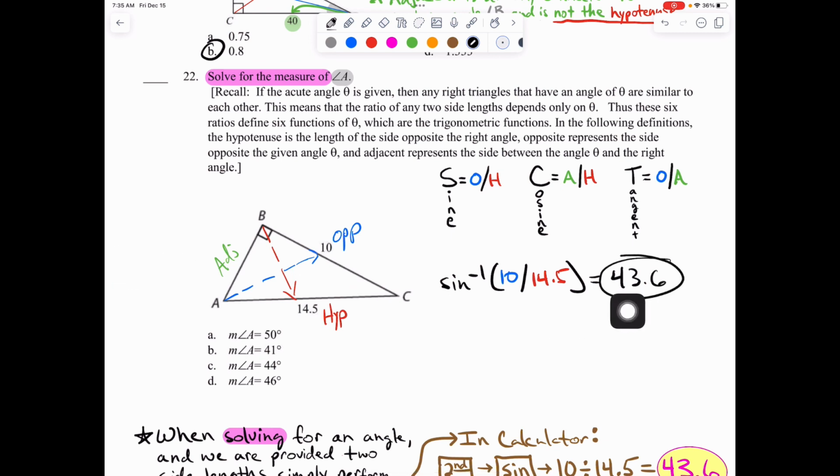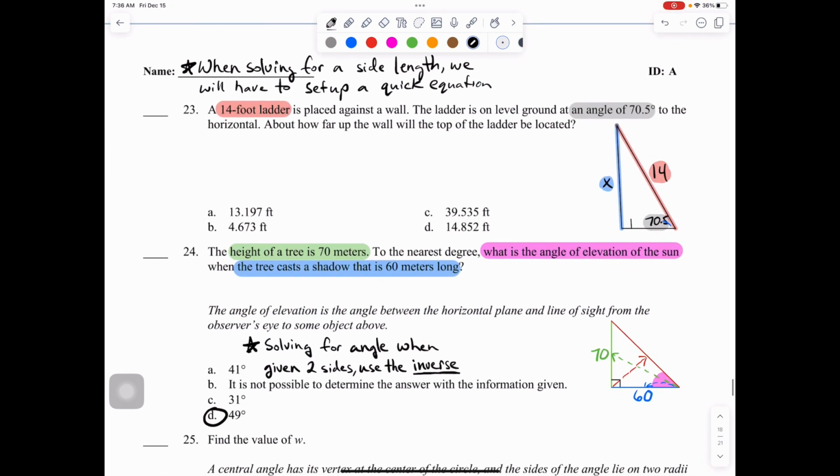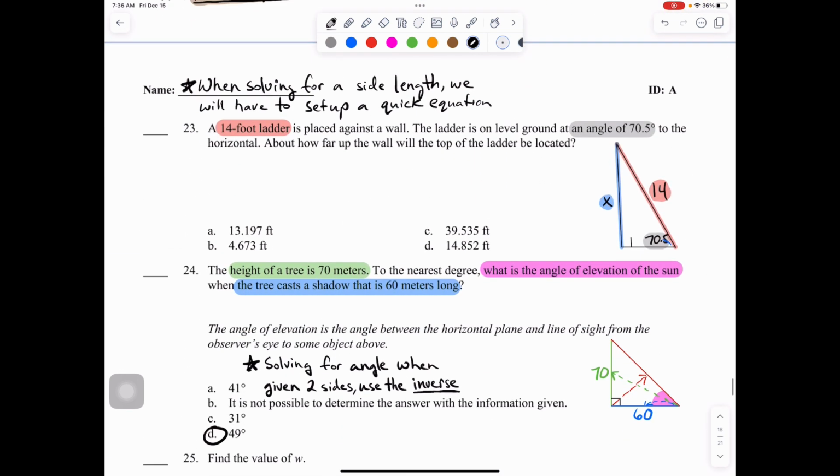We will take that number, we will round it to 44, and circle C is our answer. And just in case you do want to pause the video real quick, there you go, there's a quick little recap. And for 23 here, when solving for a side length, we will have to set up a quick equation.